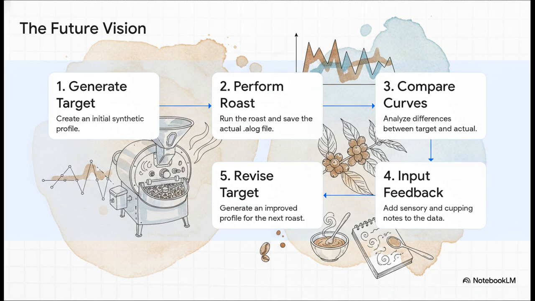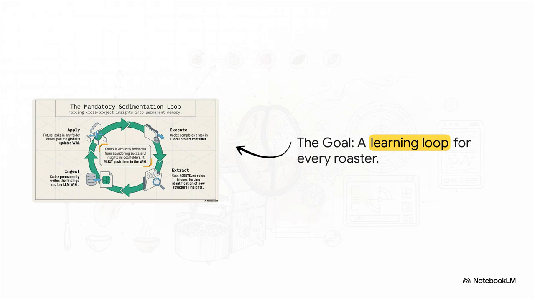Just imagine this. You do your roast, and then you feed the actual data from your machine right back into the tool. You add your own tasting notes like a little grassy or sweetness is amazing. And the system looks at what you wanted versus what you got, and it learns. Then it spits out a new, revised target for your next roast. How cool is that? And yeah, this image right here just says it all.